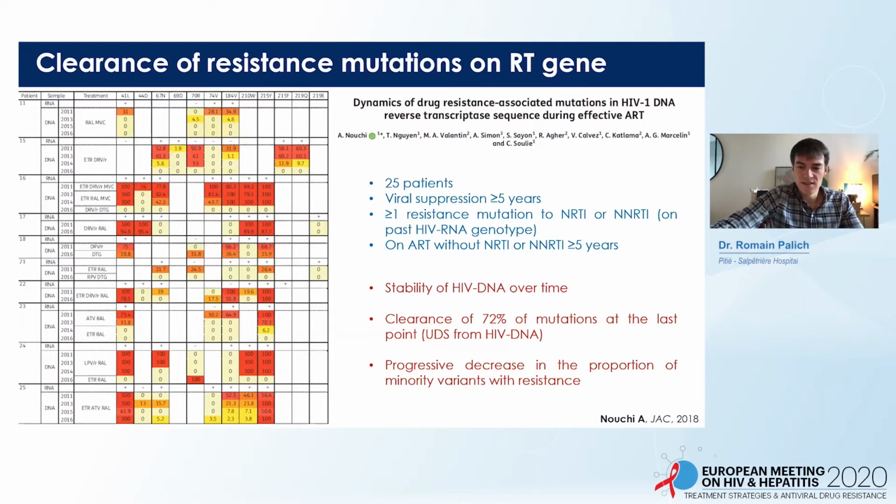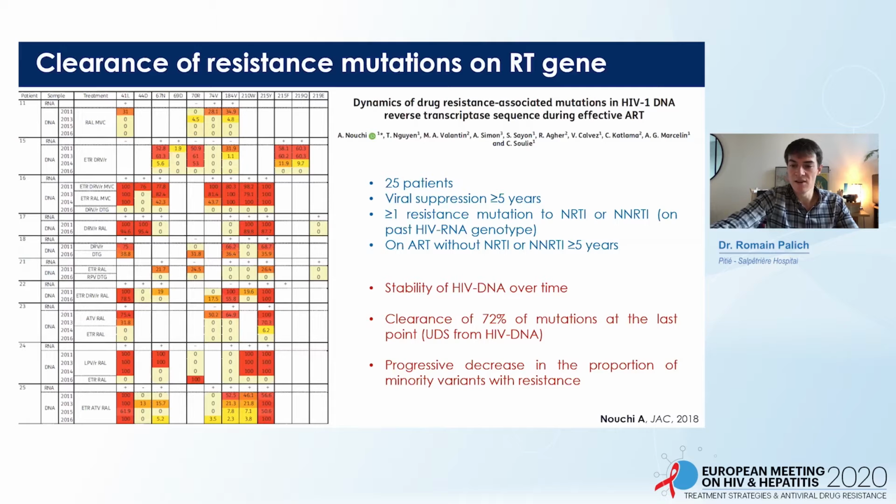To answer this question, it's interesting to have a look at this recent study having demonstrated the progressive decrease in the resistance mutations in HIV DNA over time. 25 patients were included with at least 5 years of viral suppression, with at least 1 mutation associated with NRTI or NNRTI resistance on a past HIV-RNA genotype and with no therapeutic pressure, so with no NRTI or NNRTI for at least 5 years. Next-generation sequencing was performed every year during the last 5 years.